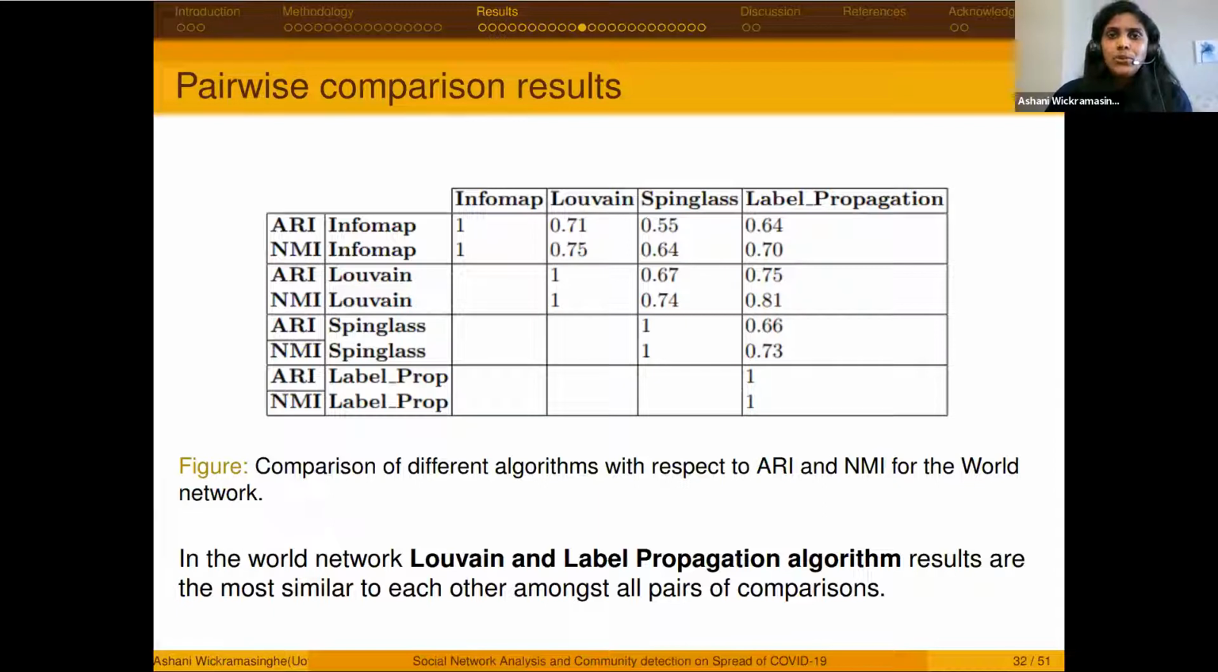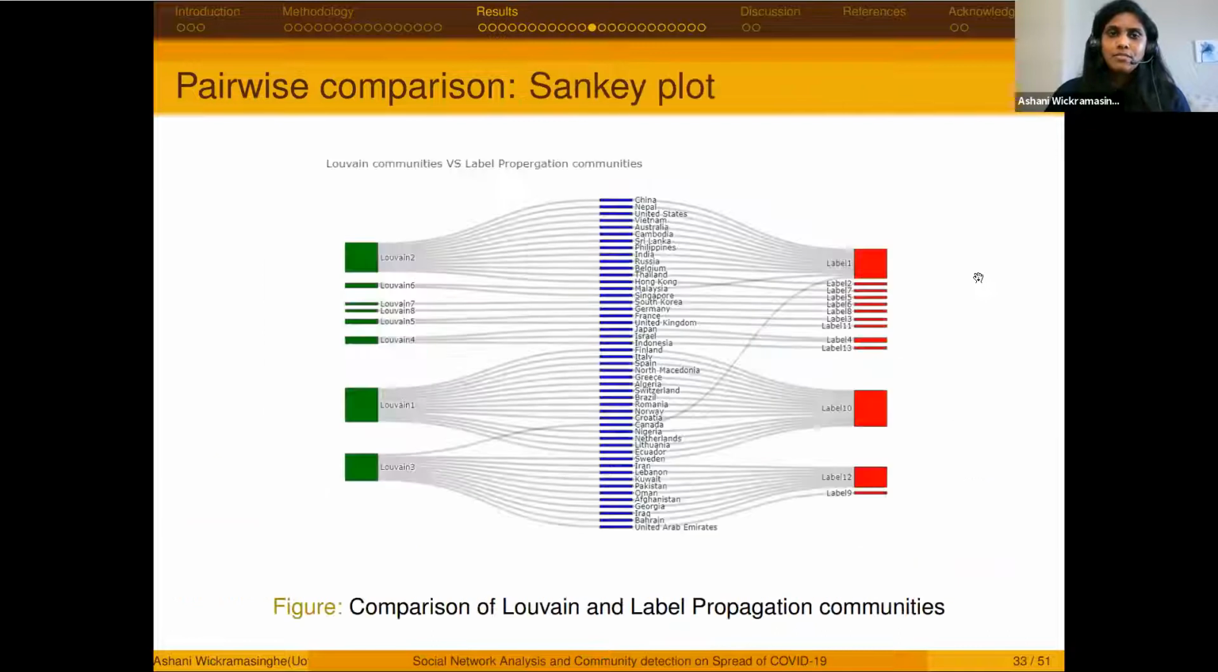So this table shows the results of the pairwise comparison, and based on the table, label propagation and Louvain comparison has the highest ARI and NMI values. Then those algorithm results are the most similar to each other. And this figure shows a Sankey plot, which is a graphical comparative illustration of the communities of these 2 algorithms. Through this, we can see the similarity of the communities of Louvain and label propagation algorithms. Green color nodes indicate communities of Louvain, and red color nodes indicate communities of label propagation.